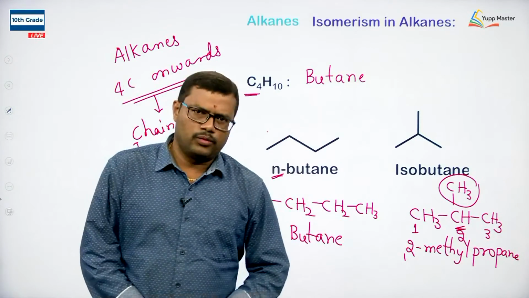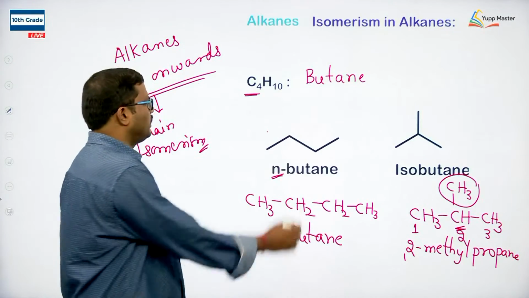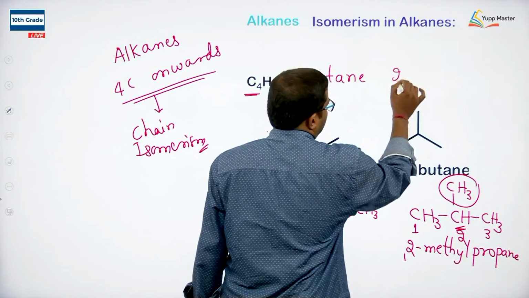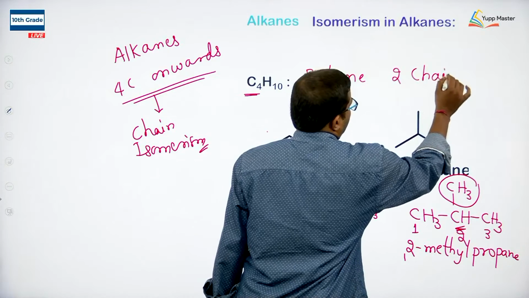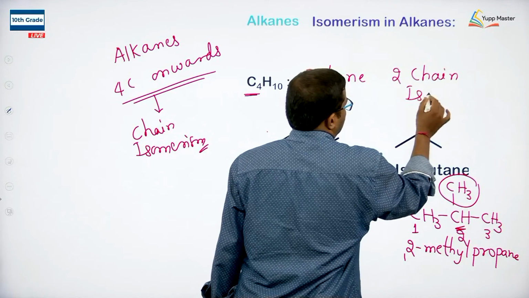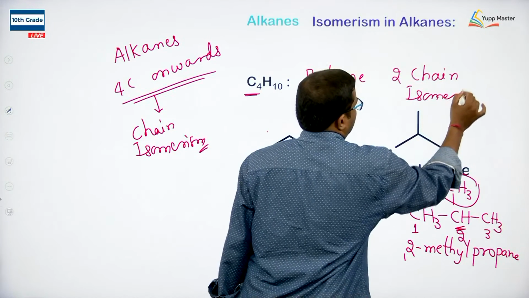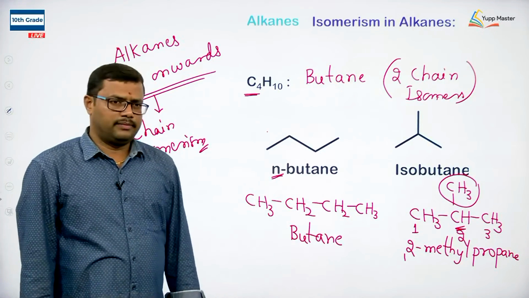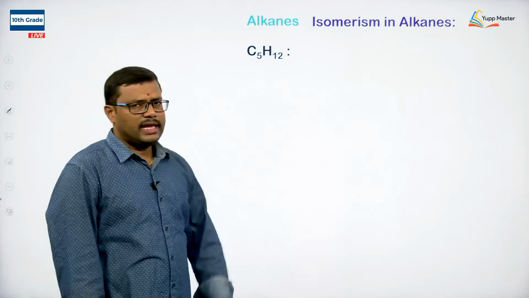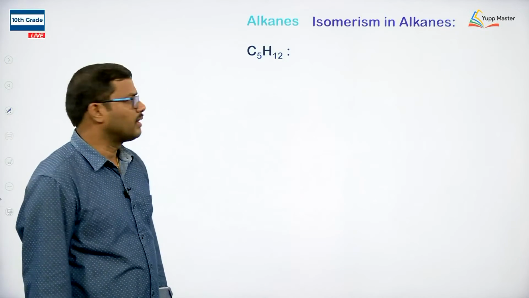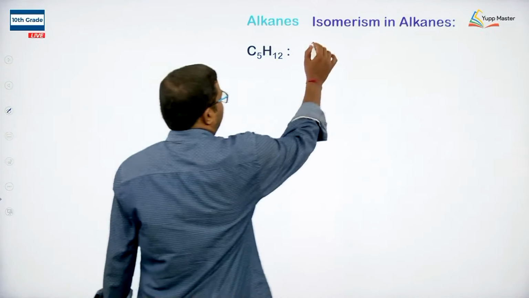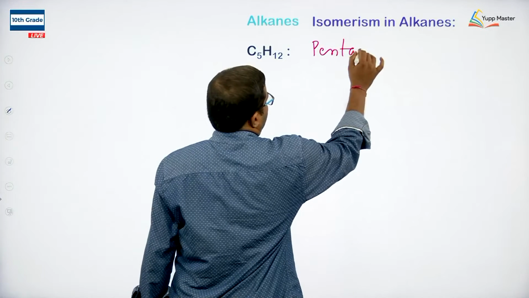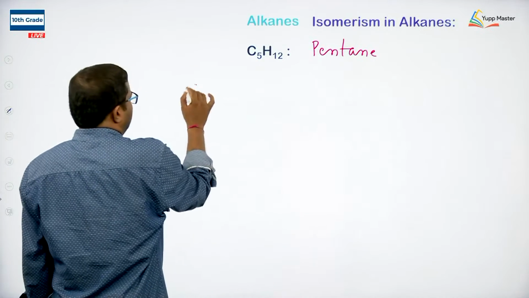Okay, so how many chain isomers are possible in the case of butane? Only 2 chain isomers are possible for butane. Now if I take pentane, in the case of pentane I can write the isomers.